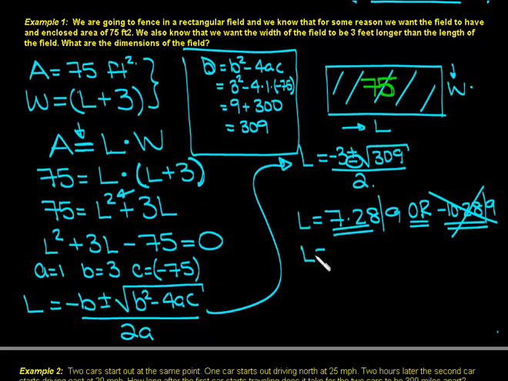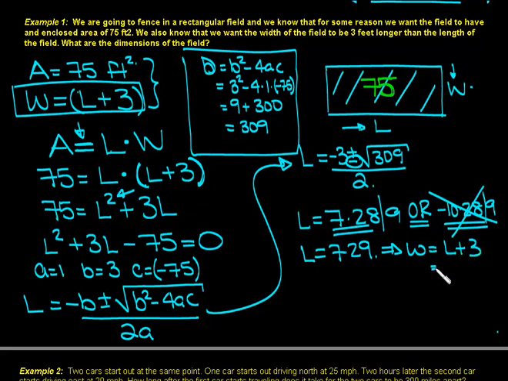So my length is 7.29. Okay, so what is my width then? Remember, we got to find both the length and the width. Well, let's go back up here and look at it. What was the width defined as? The width was length plus 3, so this implies the width is length plus 3. So we get 7.29 plus 3, so we get 10.29. So that's what the width would be.